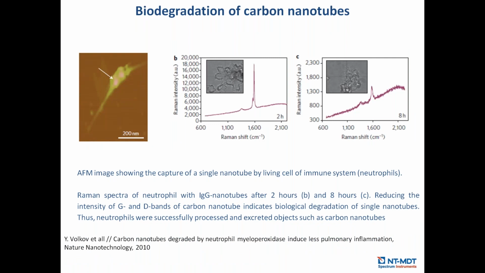This is an example of biodegradation of a carbon nanotube by a neutrophil of the immune system. The neutrophil starts to eat the carbon nanotube, and after 2 hours we can find that there is still a sharp peak typical for carbon nanotubes, and after 8 hours there is only a broadband peak, which typically corresponds to amorphous carbon.